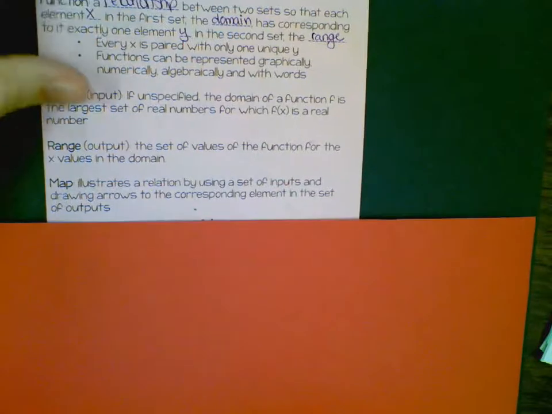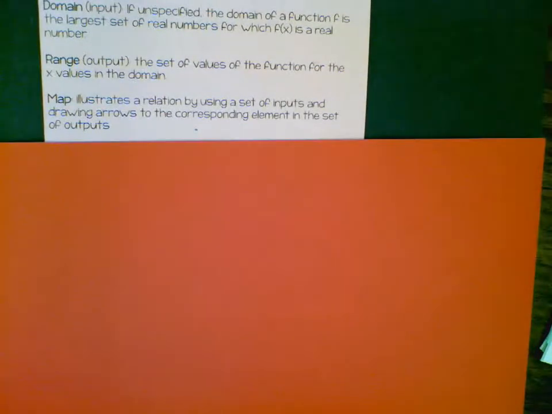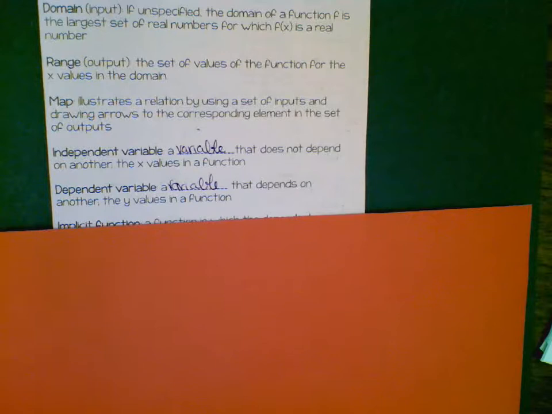A map, you might not remember these from Algebra 1, is just a way to show you the inputs and outputs of our x's and y's and how they relate to each other. So it's kind of like a table, but it has arrows connecting things. As for independent and dependent, our independent is always our x, and our dependent is always y. So the domain is the input, the independent variable, whereas the range is the dependent variable and it's the output. Okay.